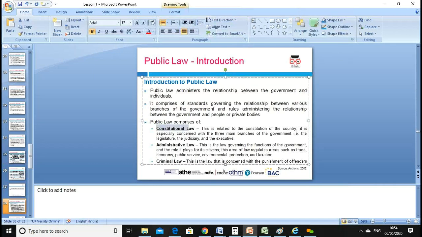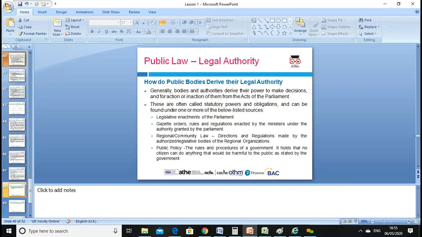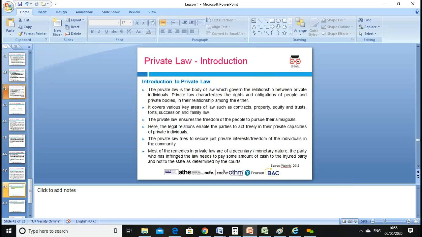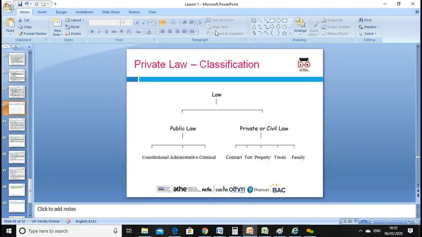In public law, we look at constitutional law, which is related to administrative law, to manage the citizens, taxation, and criminal law. All these come under public law. Next we have private law. This slide explains itself in more detail. So public law is constitutional, administrative, and criminal. Civil law, or private law, is contract law, tort law, trust, and family law. All of this comes under civil law.